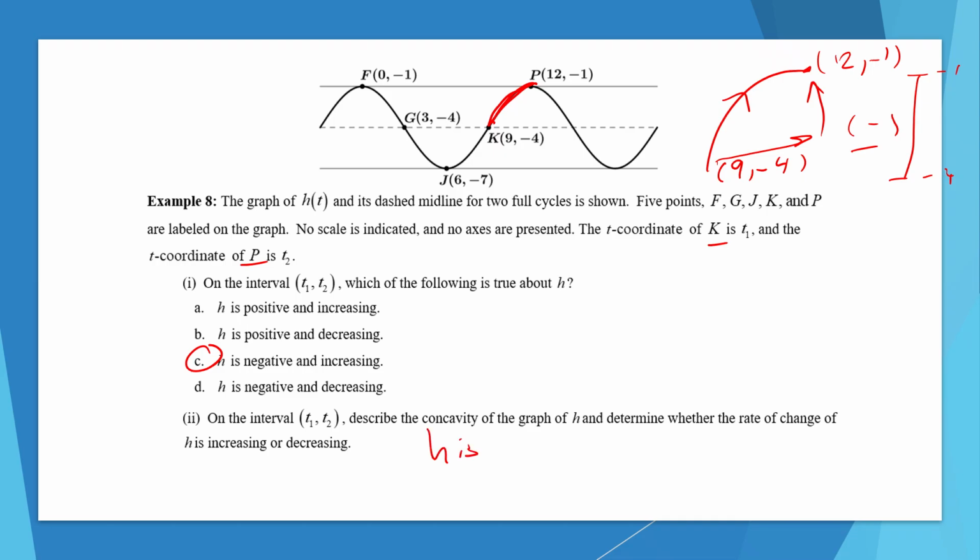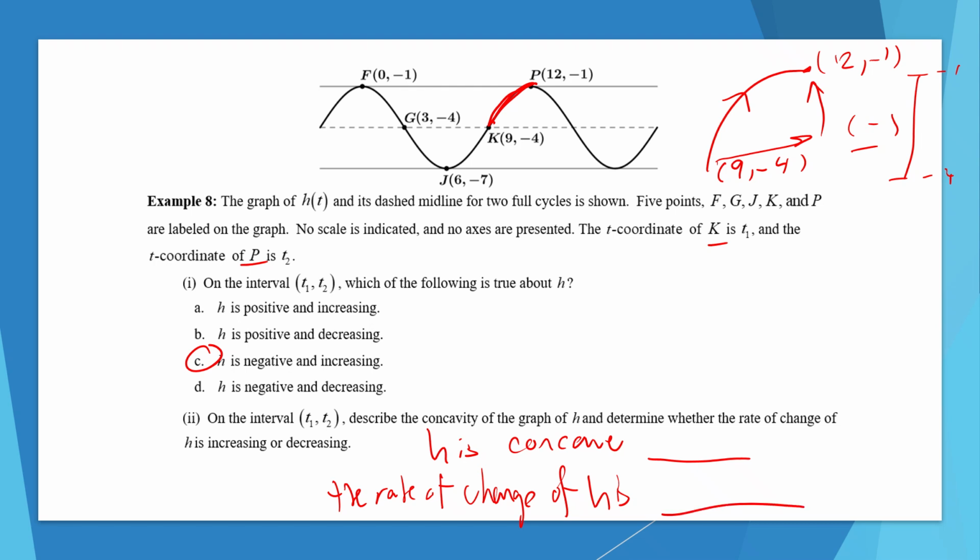Here, I'm just going to say H is concave, and then blank, and then I'm going to say the rate of change of h is blank. And these are the two blanks, like a good template, that you just fill in every time based on the answer.